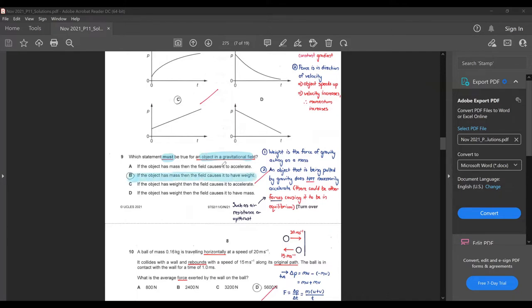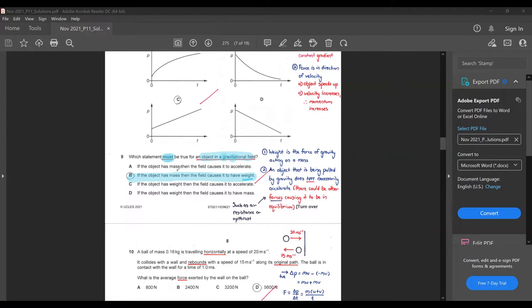Okay, so at this point in time, you all probably will have already gone through A2, started A2 already. You will have gone through gravitational field by now. So you will know that if you have a mass inside a gravitational field, it definitely must have a force, and that force is actually our weight. Okay. So the rest of the statements here are wrong.